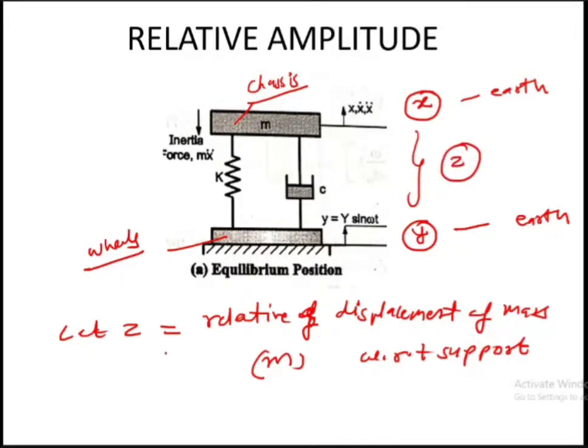So what is this z? This z will be equal to what? This z will be equal to x minus y. Very simple. Let us say that x is the displacement of mass m, y is the displacement of the support or the wheels. So the relative displacement will be x minus y, and that is equal to z. I hope you have understood this.